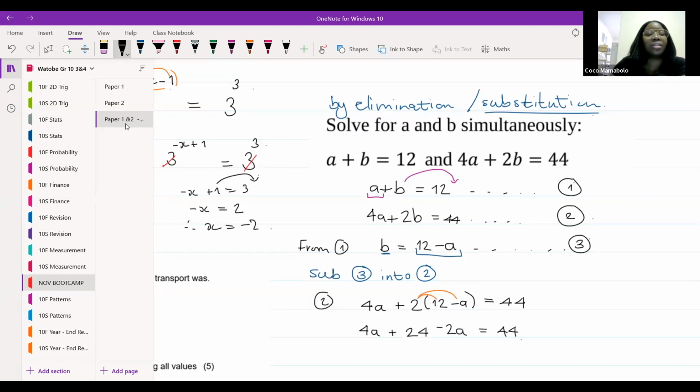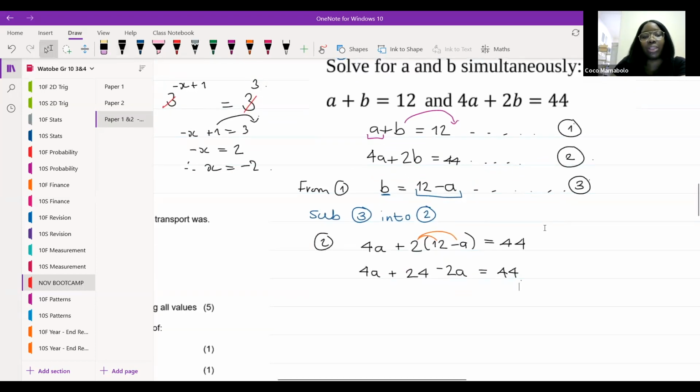Then we can just move things over from one side to the next. I'm going to take my 24 over to the other side and it's going to become minus 24. 4A minus 2A will give us 2A. So I'll have 2A is equal to 44 minus 24 will give us 20. Therefore, A is equal to 10.